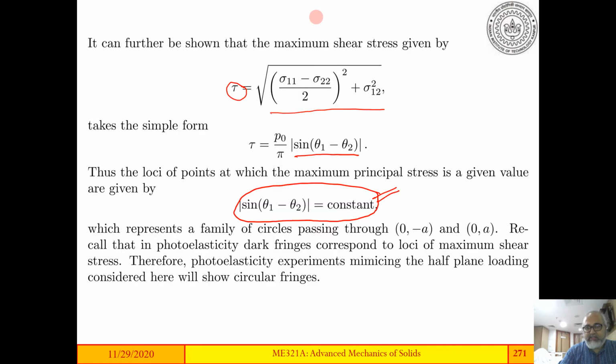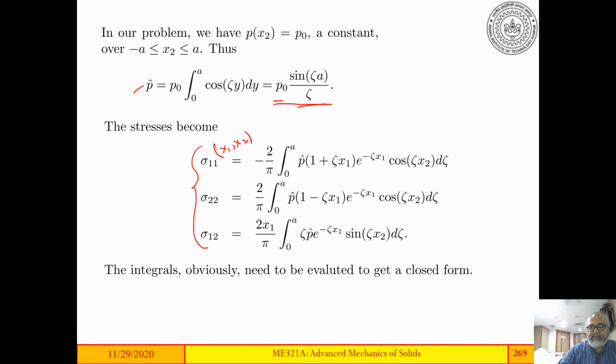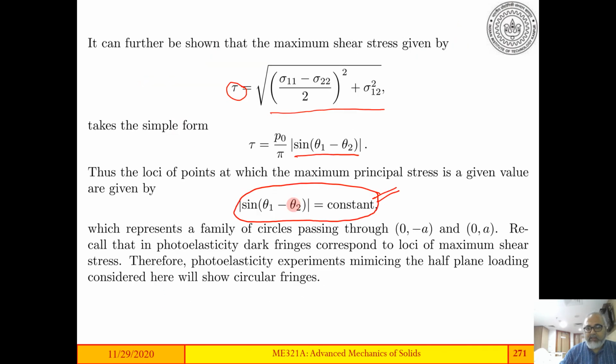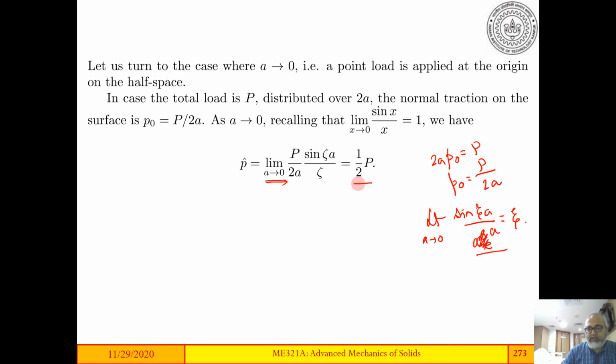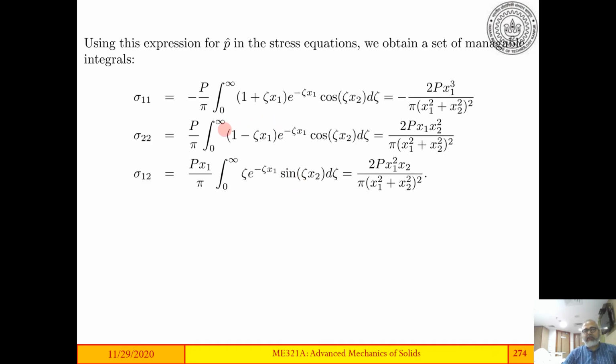And then to find the stresses, all you have to do is replace P hat by the new expression. P hat is equal to P by 2 that we have found for the case A tends to 0. And if you do that, these are the integrals that you get for the stresses, and these integrals can be evaluated. The evaluation is again straightforward but tedious, and these are the stresses that you get at any point x1, x2 for a problem where a point load is applied at the origin of a half space.